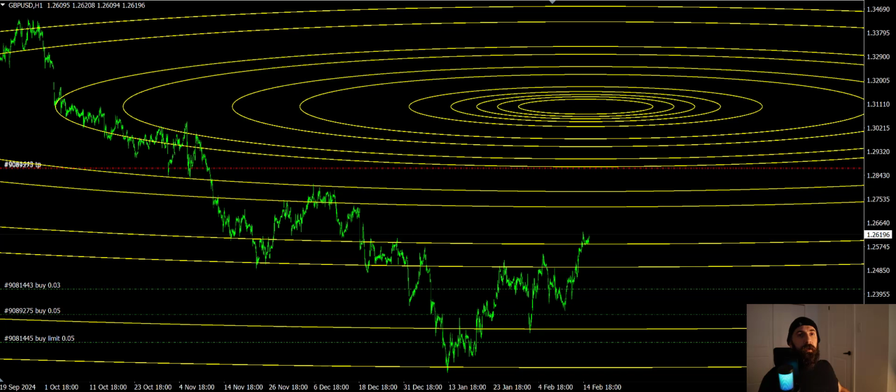We'll start off with the Great British Pound US dollar. As you can see, we've found a bit of a support here, so we're going to leave our buy positions running to the band above. Once we get to the band above, we'll close out one of these positions and we will leave the remaining one position to the band above that, to the second band here.